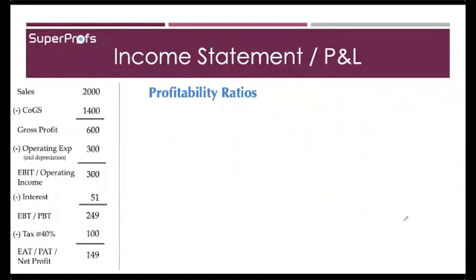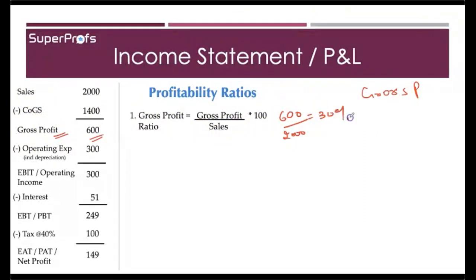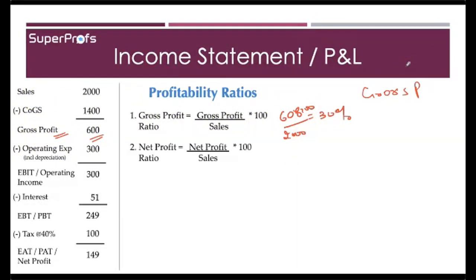Now the very first profitability ratio will come directly from the gross profit, and that is the gross profit ratio. What is your gross profit? Gross profit is simply your sales minus cost of goods sold. So gross profit ratio becomes gross profit divided by sales into 100. Therefore the value will become 600 upon 2000, which will be 30%. Next is net profit ratio.